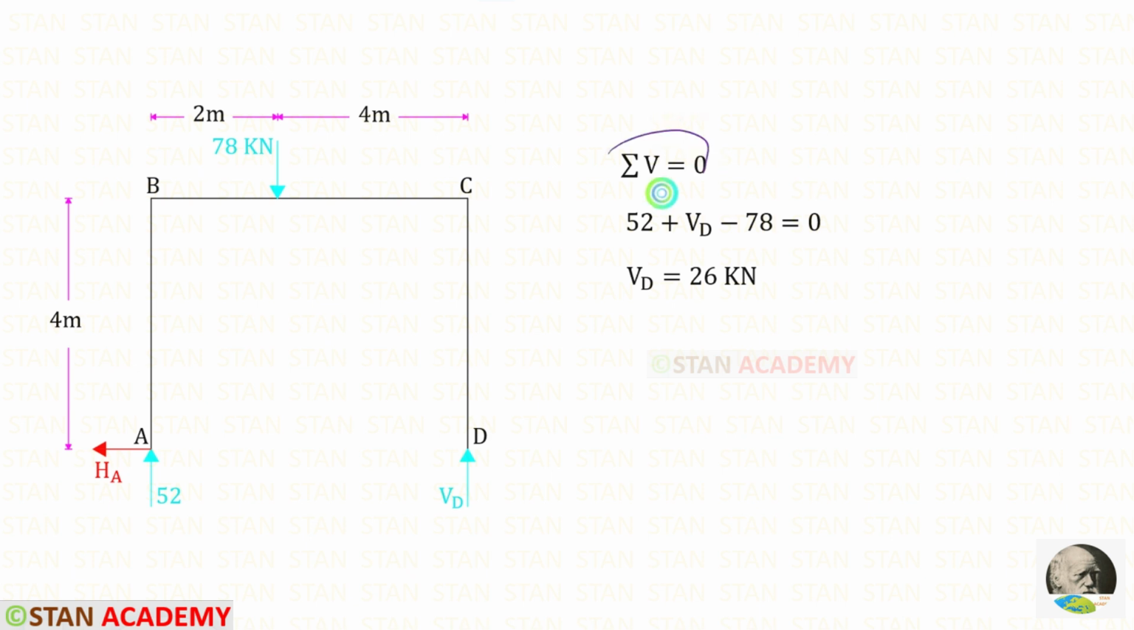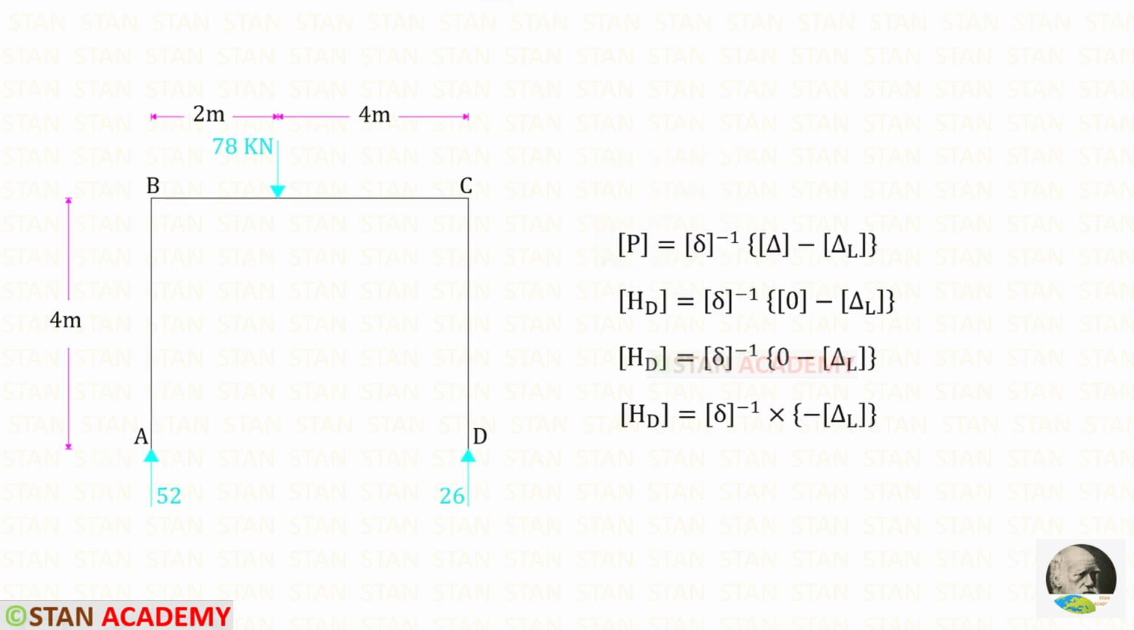Then by applying this rule, we can find VD. By applying this rule, we can find HA, which will be 0. We know the equation which is used in the flexibility matrix method. Here P will be HD because that is the one we have released. At the point D, there is no horizontal yielding of the support. In this case, delta will be 0. We know that 0 matrix is a 0. Finally, we will get this equation.